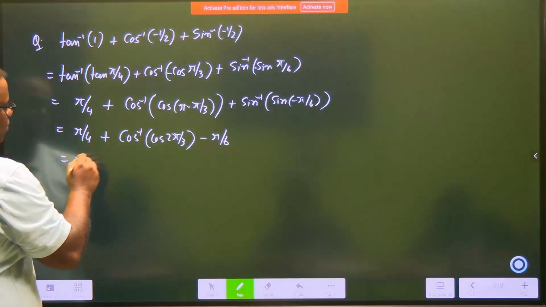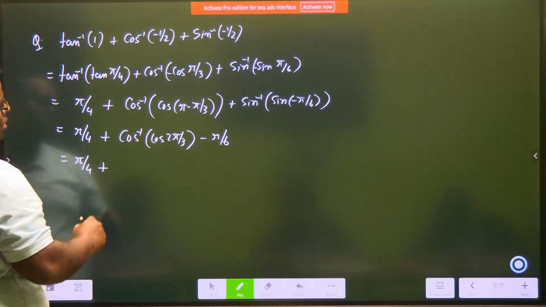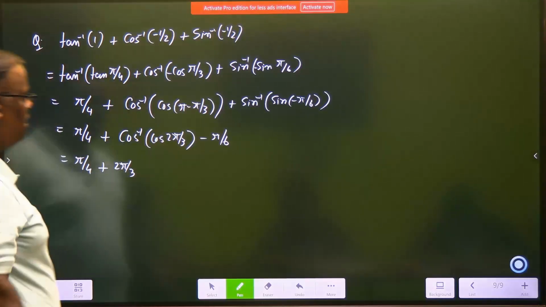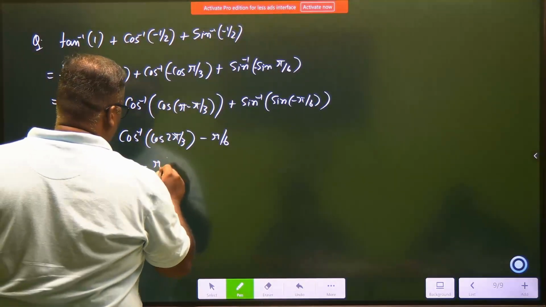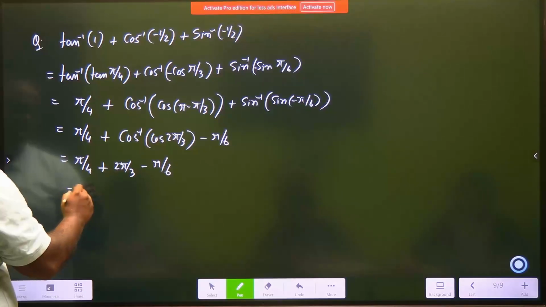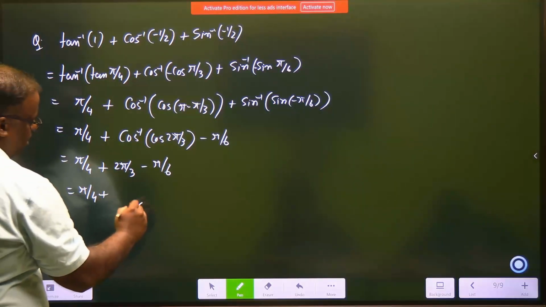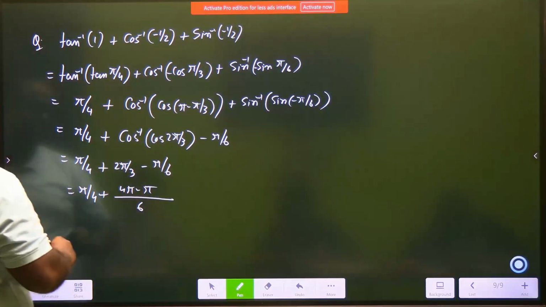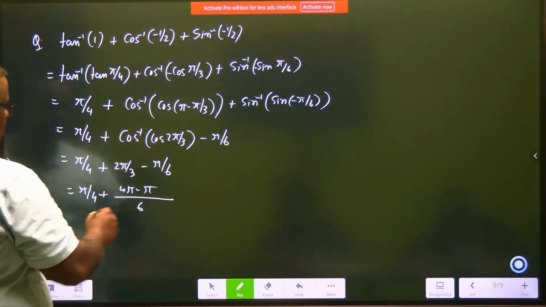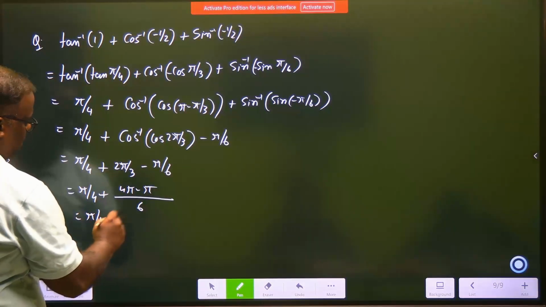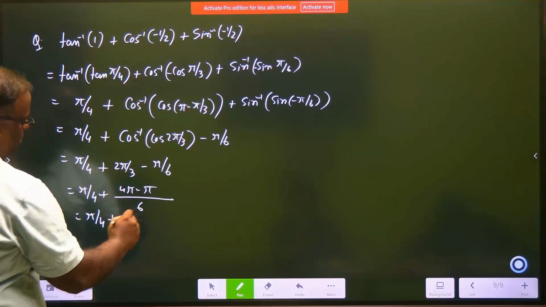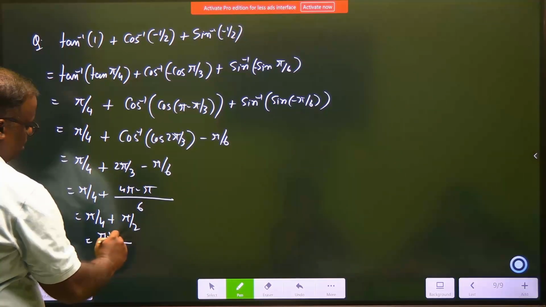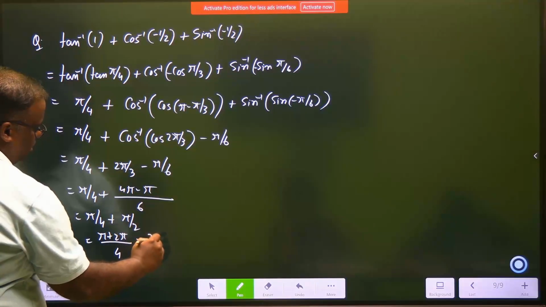So we get pi by 4. We add how much? 2 pi by 3. 2 pi by 3 is any day less than pi? Yes. And minus pi by 6. So 3 and 6, the LCM will always be 6. So this is 4 pi minus pi, right? So this is 3 pi by 6, which is actually pi by 2. So here the LCM is again 4: pi plus 2 pi. So it becomes 3 pi by 4.